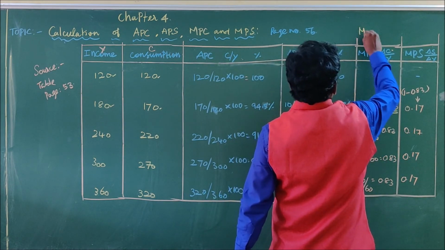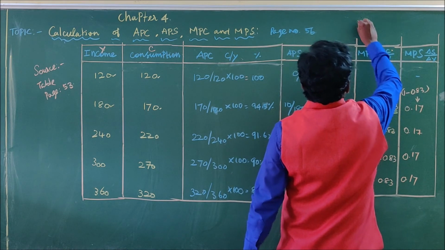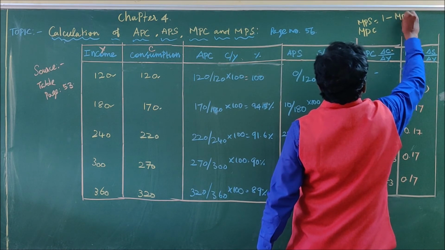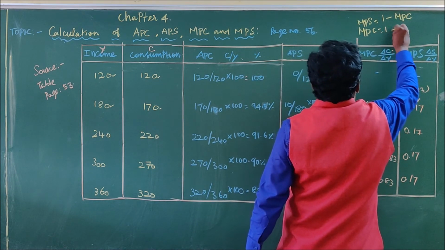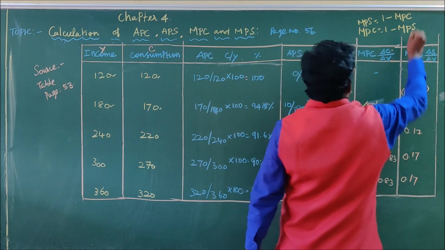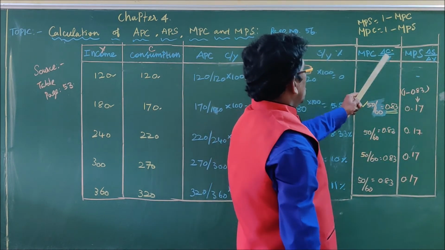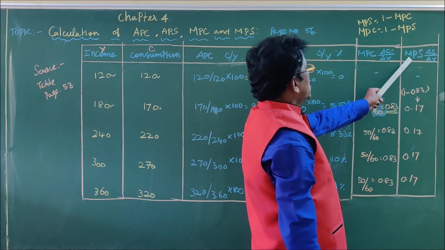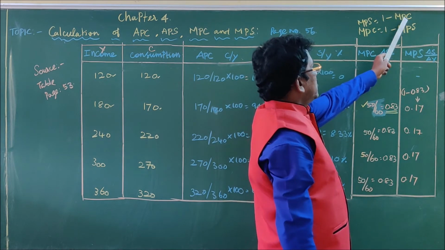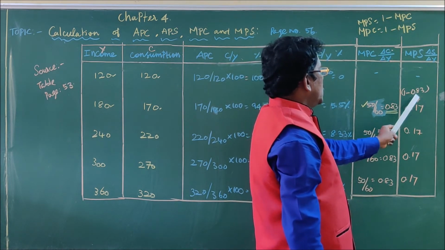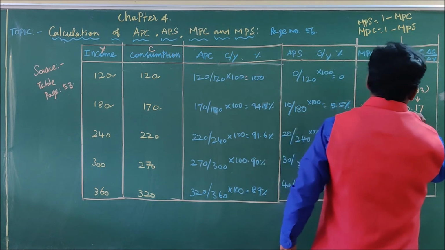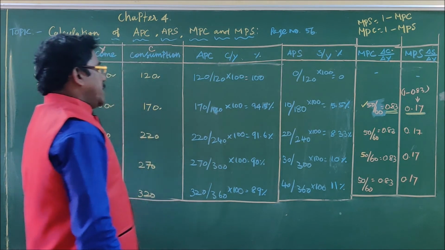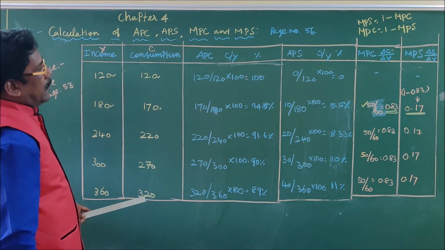I told you in the previous class, if you want to find out MPS, MPS equal to 1 minus MPC. And MPC equal to 1 minus MPS. So in this case, we have already found MPC. MPC equal to 0.83. Then what about MPS? MPS equal to 1 minus MPC. Here 1 minus 0.83, the answer is 0.17. This is MPS.